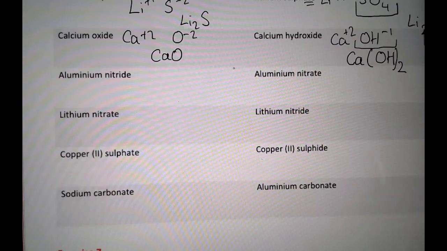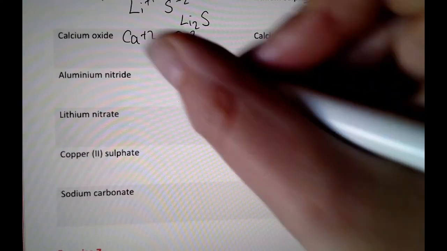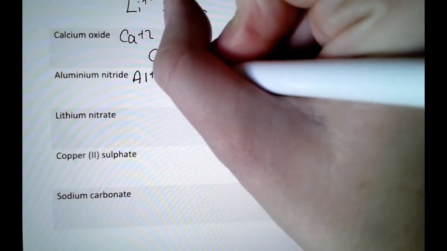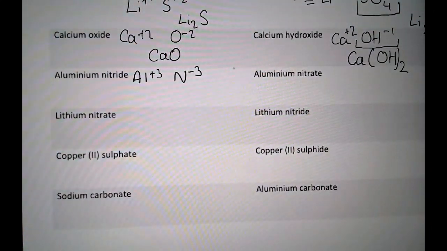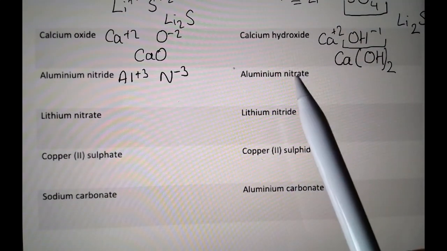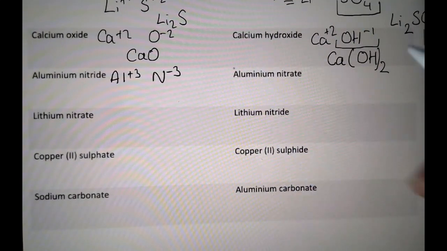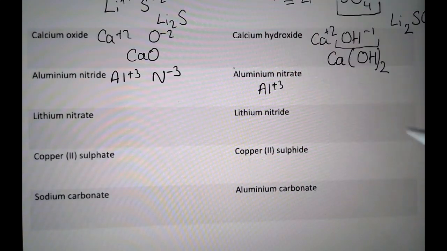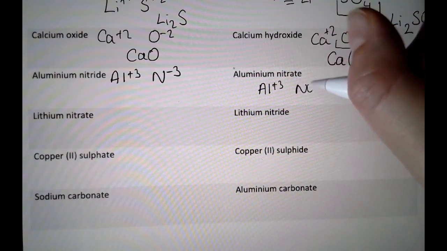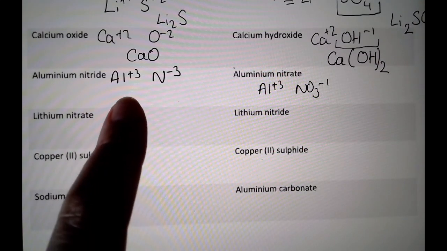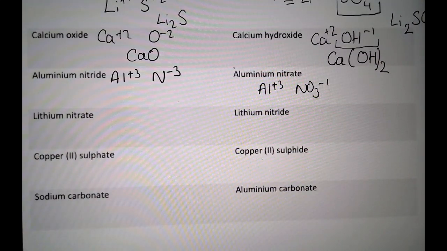Next ones I've got aluminium nitride and aluminium nitrate. I'm going to get you to do this for yourself. So aluminium nitride is Al +3. Nitrogen is N -3, so group 3 and group 5. Aluminium nitrate, again, it's aluminium, nitrogen, and oxygen. You would need to learn off this formula. Aluminium is, again, Al +3. Nitrate is NO3 -1. So have a go at writing the formula of aluminium nitride, and then have a go using aluminium nitrate.